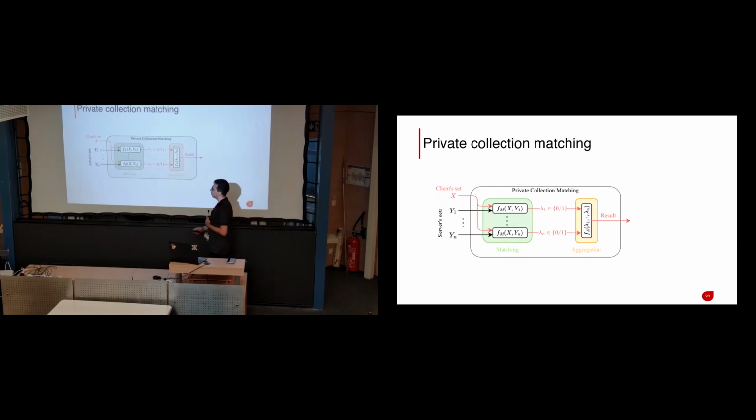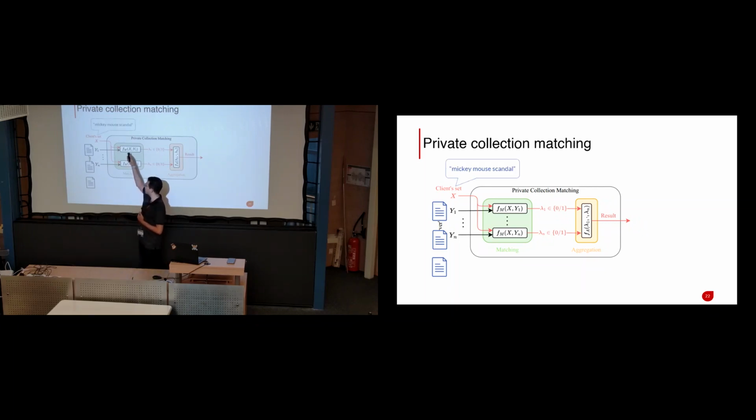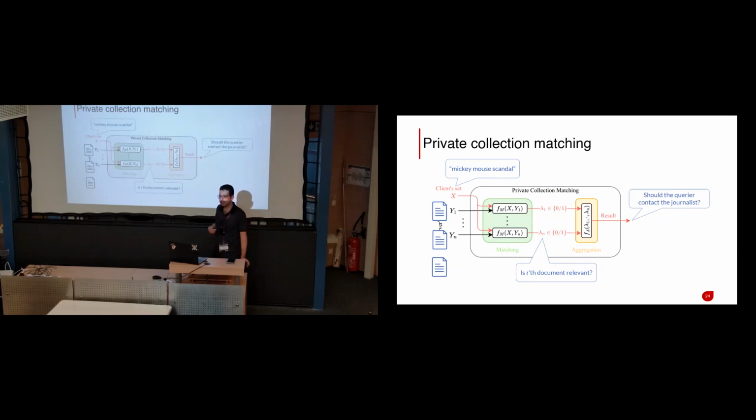In PCM problems, we have a server with n sets that is good for representing our documents, and we have a client with a single set that can represent our query. Then we want to perform an arbitrary matching, say, to see whether all queried keywords are inside the document and get a binary answer out of this: is the ith document relevant or not? And finally, aggregate all these n binary values to give a collection-wide response: should I contact this journalist?